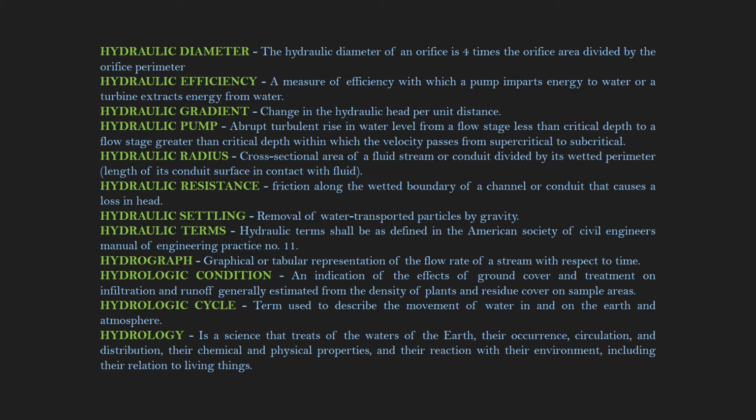Hydrologic condition. An indication of the effects of ground cover and treatment on infiltration and runoff, generally estimated from the density of plants and residue cover on sample areas. Hydrologic cycle. Term used to describe the movement of water in and on the earth and atmosphere. Hydrology is a science that treats of the waters of the earth, their occurrence, circulation, and distribution, their chemical and physical properties, and their reaction with their environment, including their relation to living things.